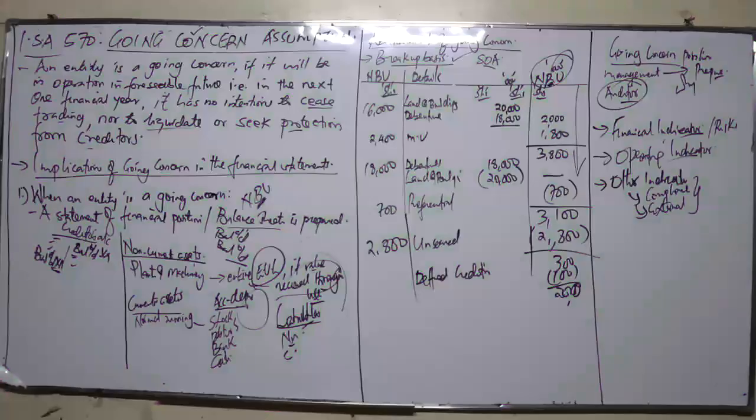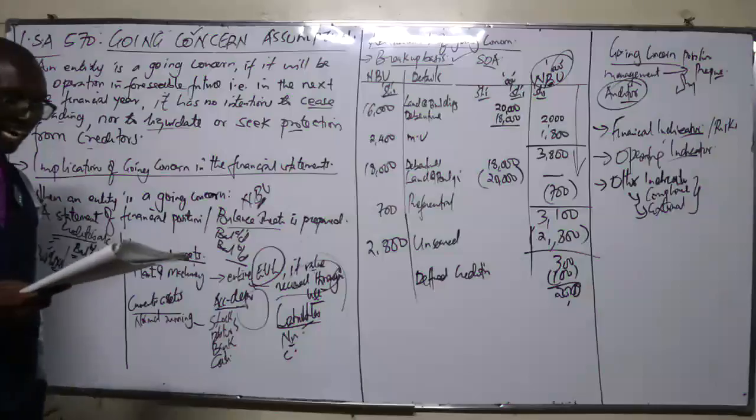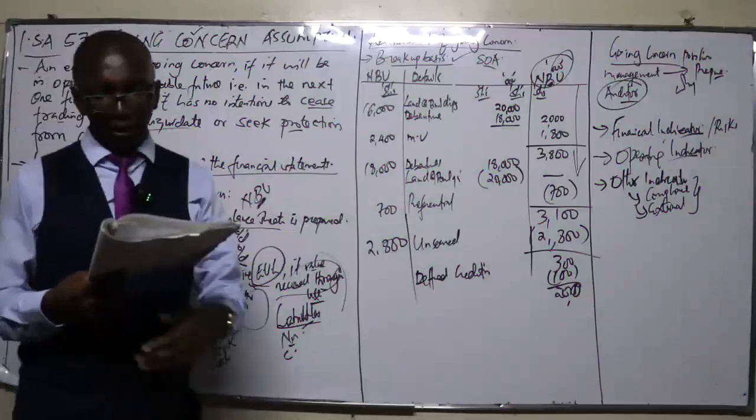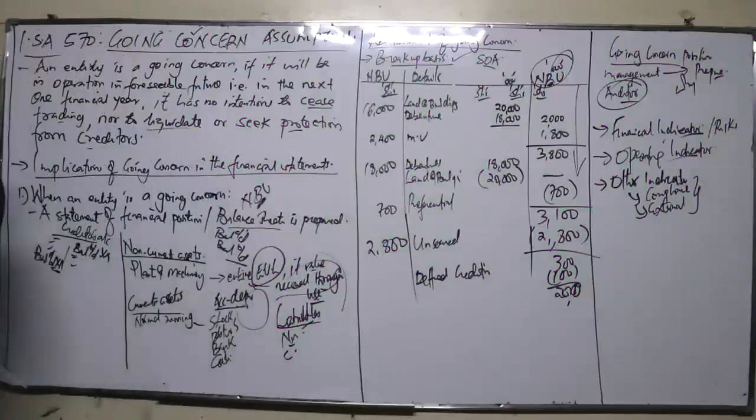Adverse key financial ratios, where the ratios are adverse. Number 3, dividends falling in arrears. You have declared dividends, but you are not in a position to pay.